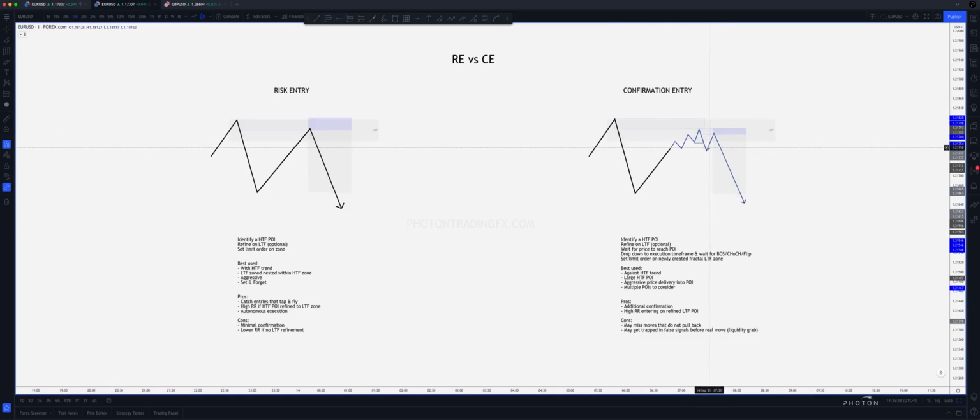And then finally, you can get trapped in false signals, where price can give you that first initial confirmation entry and then push higher and deeper into the zone before you get the real move, as it was just a liquidity grab. And that's really it. Those are the main differences between risk entry and confirmation entry, but this is something you'll get used to with time and experience as you test more.